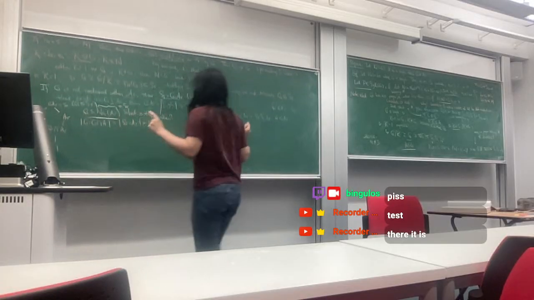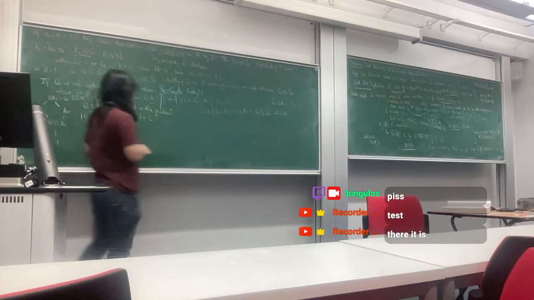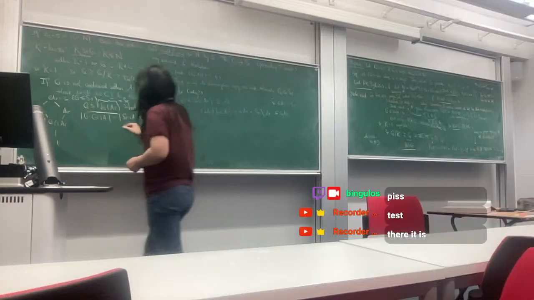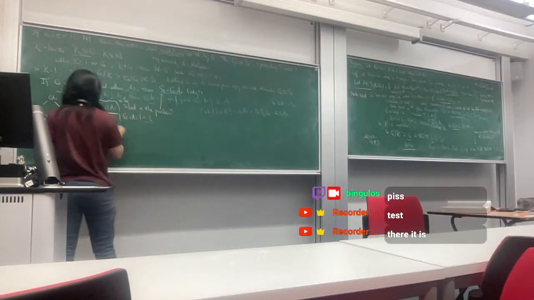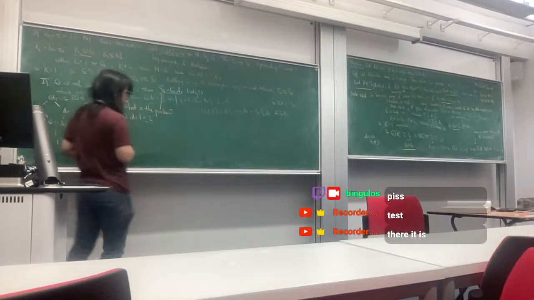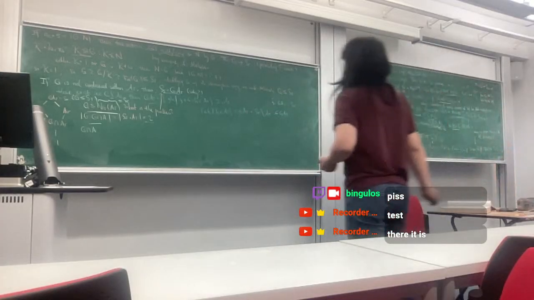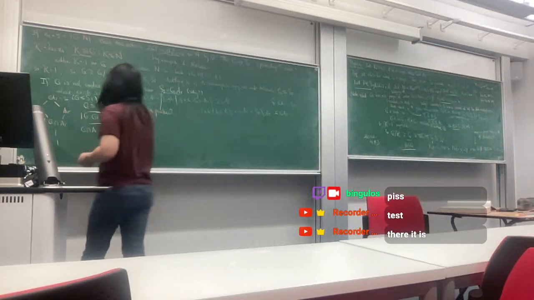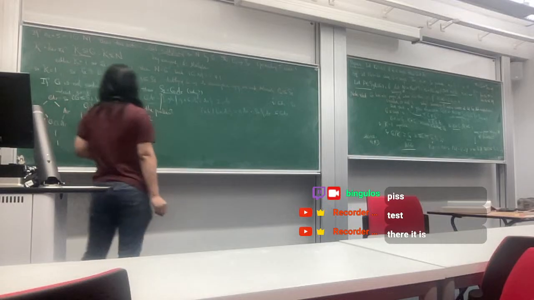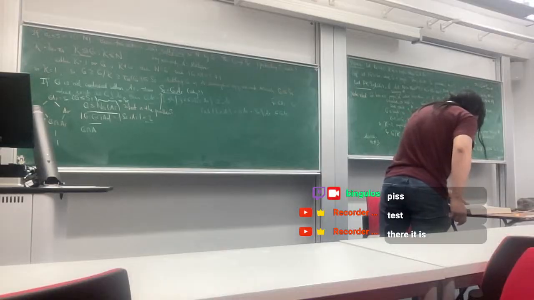Okay, now the problem is that G and A5, the intersection of G and A5, has index 2 in G.